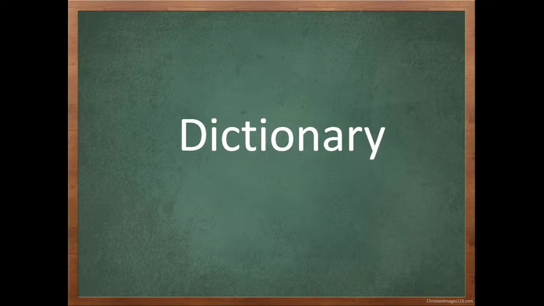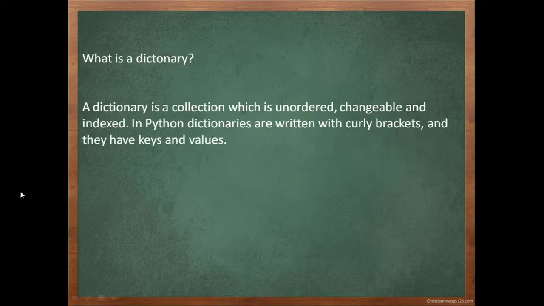Okay, what is a dictionary? A dictionary is a collection which is unordered, changeable, and indexed. In Python, dictionaries are written with curly brackets and they have keys and values. Dictionaries can be created by placing a sequence of elements within curly braces, separated by commas. A dictionary holds a pair of values, one being the key, and the other corresponding element being its value.